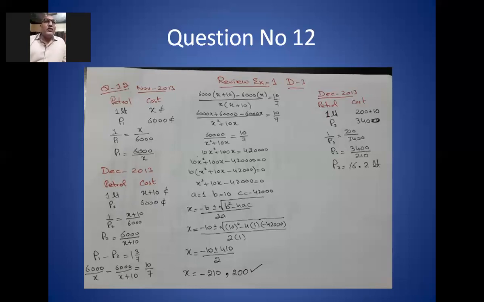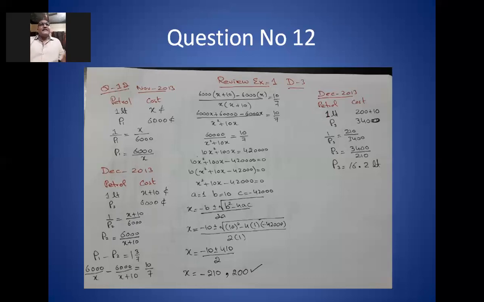If you have $60, convert the $60 into cents, and that will be 6,000 cents. So how much petrol can you buy? So 1 by P2 equals X plus 10 divided by 6,000. You just make P2 the subject of the formula. You cross multiply and make P2 alone. So that will be 6,000 divided by X plus 10.